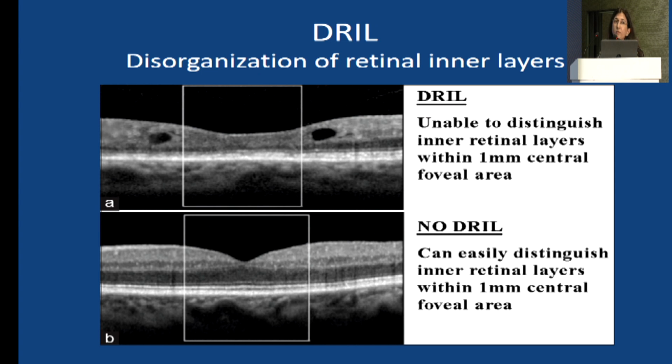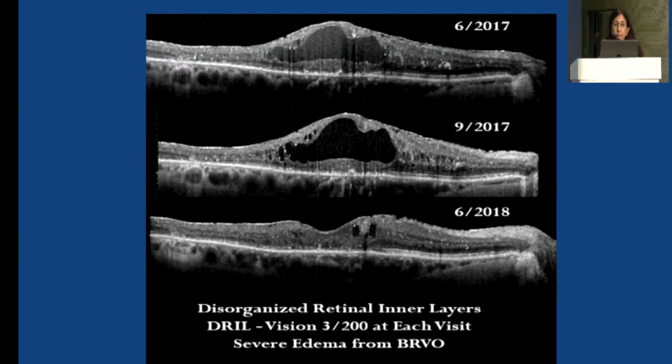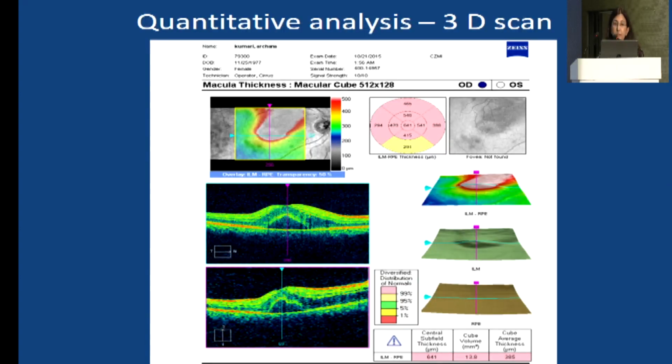Again, this is an important visual prognostication. It tells low visual outcome, even if the edema resolves. So this is a case example, edema has resolved, but because there is drill here, the vision has not improved.